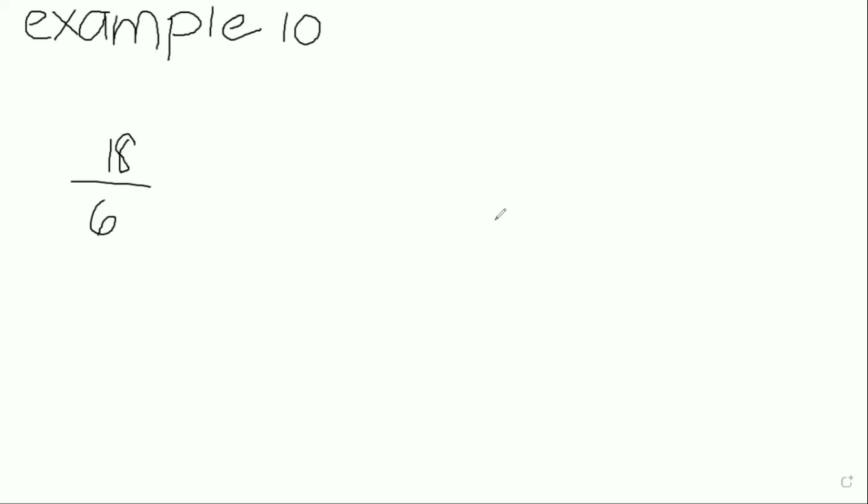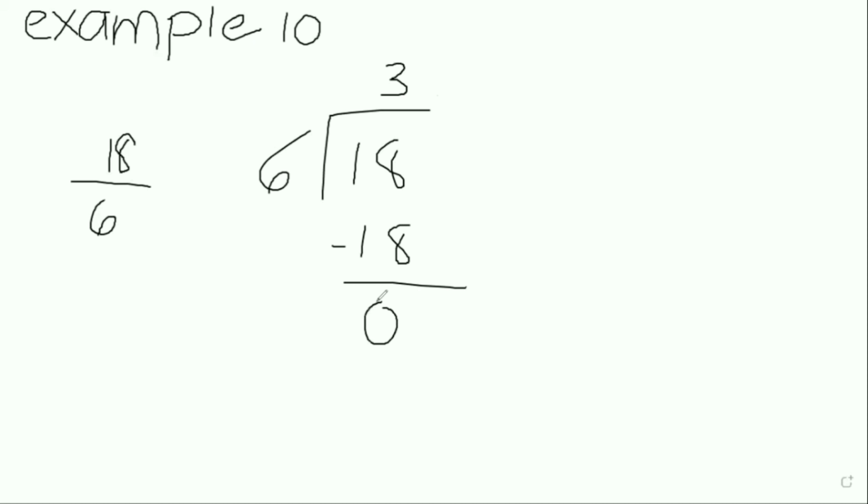Our last example is 18/6. 18 divided by 6 equals 3. 3 times 6 equals 18. 18 minus 18 equals 0. So once again, our remainder is 0. So therefore, if the remainder is 0, the answer will not be a mixed number, but just a whole number. So on this item, our answer is just 3.